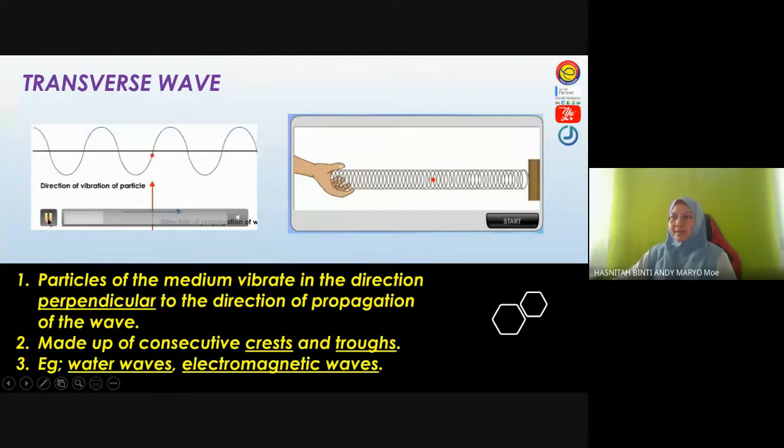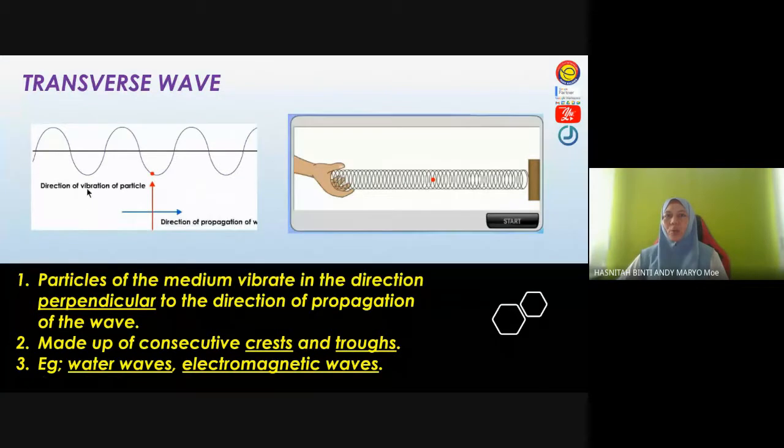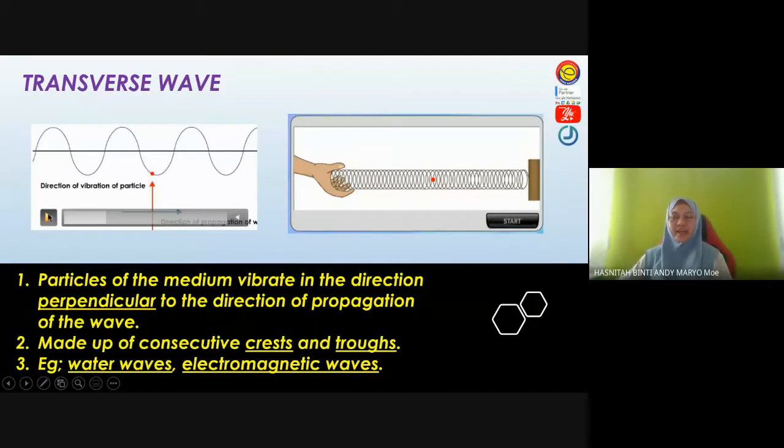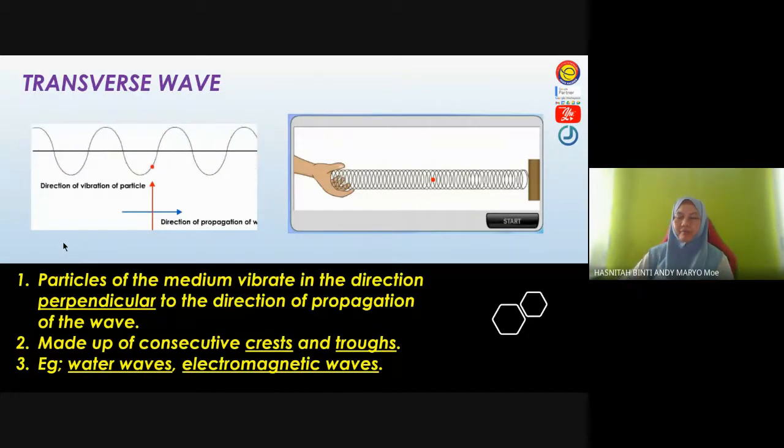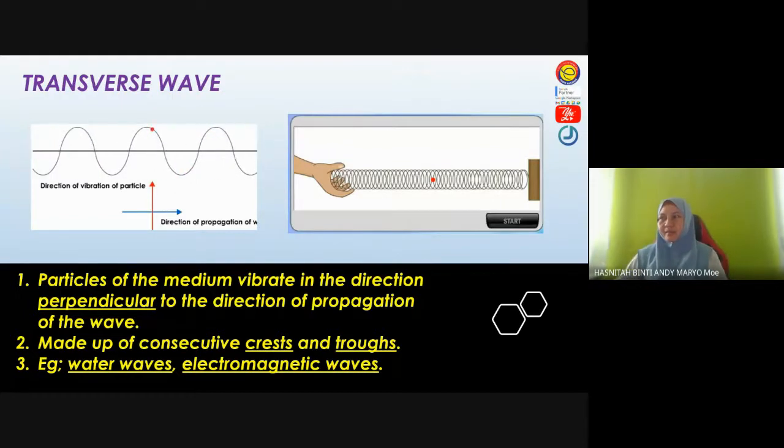So if you look at this simulation, the red arrow shows the direction of vibration of the particle. Okay, while the blue arrow shows the direction of propagation of the wave. So what can you say about these two directions, how they are moving towards one another? What can you say about the direction of vibration of the particle and the propagation of the wave? They are vibrating in the direction perpendicular to one another, right?